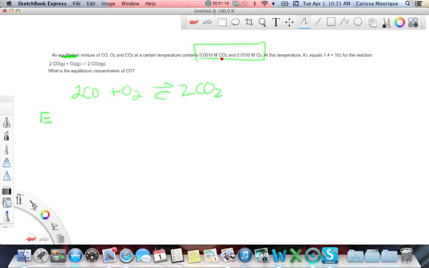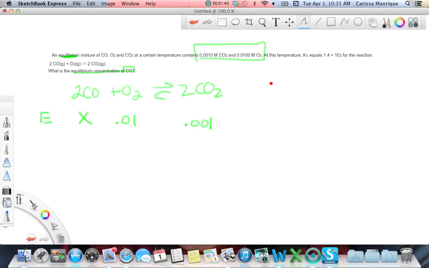So for CO2, I have 0.001. And for O2, I have 0.01. And I don't know what CO is. It says, what's the equilibrium concentration of CO? So I'm just going to put X because I don't know what that is. Okay, so now all we need to do is just plug everything in.